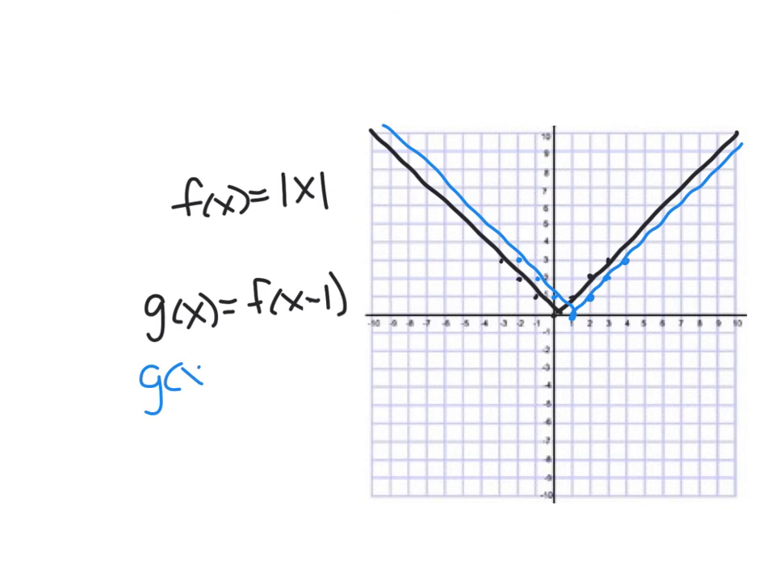So g of x is equal to f of x minus 1. So what I'm going to do is replace the x right here with everything that's here in the parentheses. So absolute value of x minus 1. That is the equation of our blue graph.